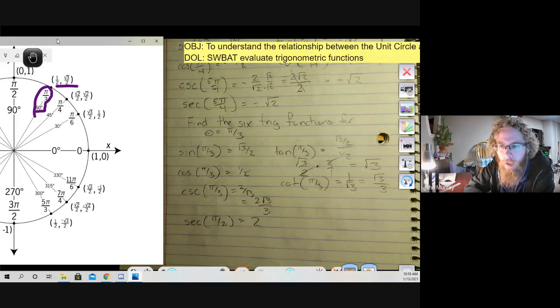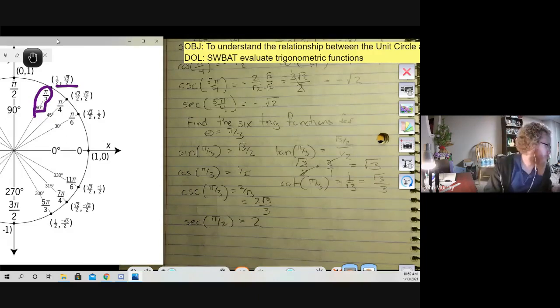All right, so here we can calculate all 6 trig functions with close to minimal effort. There is a little math involved, but really you're just picking your x and y and manipulating them. Any questions?